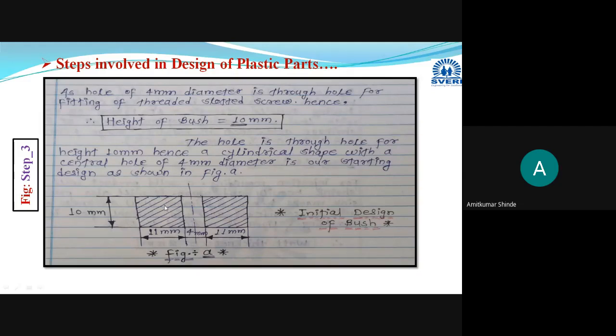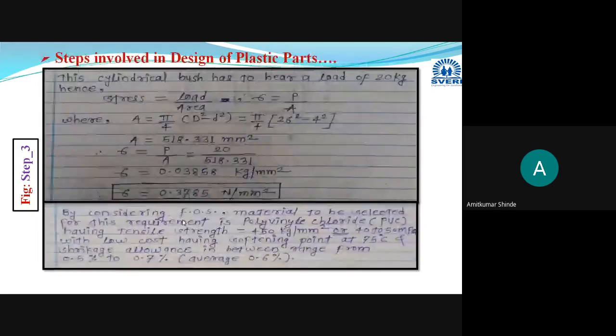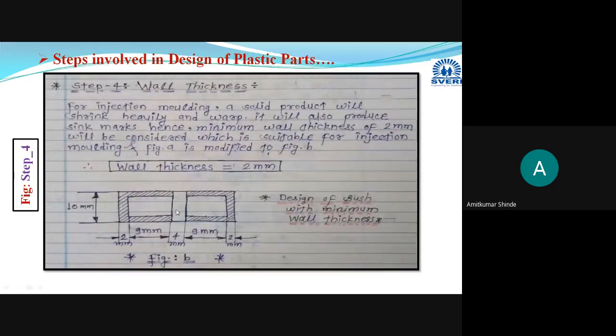Now, to avoid this defect, we have to consider the minimum wall thickness. Hence, we are going to modify this design. Instead of manufacturing this heavy section on both sides, we will manufacture this with minimum wall thickness. Generally in injection molding, the minimum wall thickness is considered as 2 millimeter, and hence this design is modified in this way.